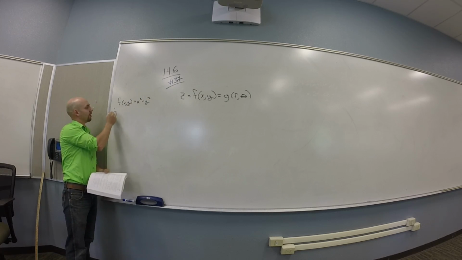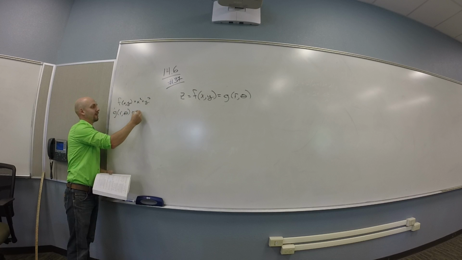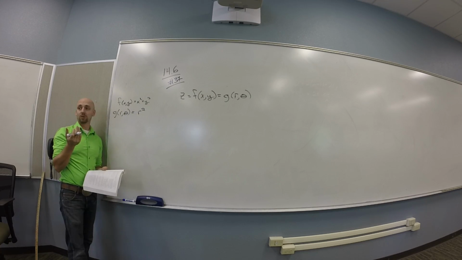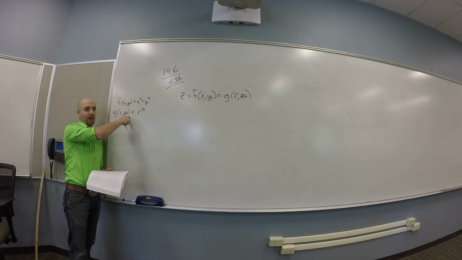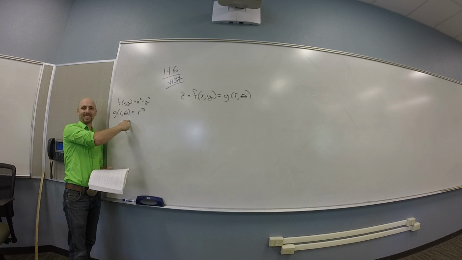What's the g of r and theta that goes with that? Constant. R squared. You guys cool with that? It's constant with respect to theta, but it's just whatever the square of the radius is. You guys cool with that? You know the formulas to go from this to that, right? Let me rephrase that. You better know the formulas to go from this to that.